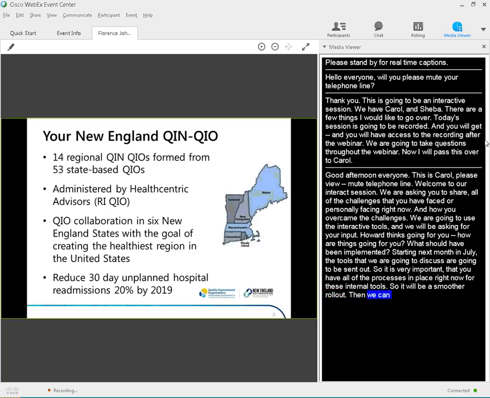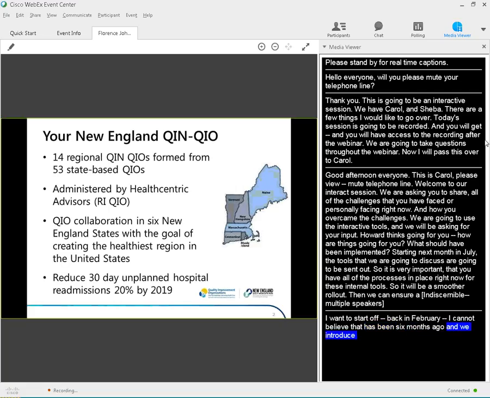So just to start off, back in February, I can't believe it's already been almost 6 months, we introduced you to the New England QIN-QIO. We talked about the role of the new regional New England QIN-QIO and how we're responsible for the QIO work in the 6 New England states, and that one of the goals of our work is to reduce the 30-day unplanned hospital readmission rate by 20% by 2019.